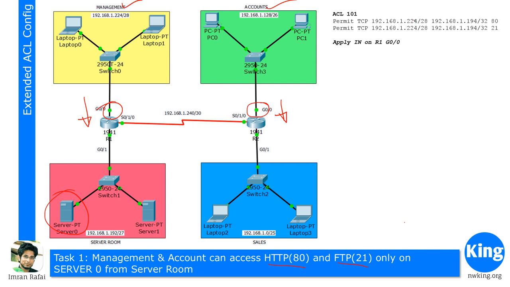192.168.1.224/28. Of course, we use the wildcard mask, but this is just pseudocode for us to discuss. Of course, when we put this in Packet Tracer, we will be converting this to a wildcard mask. So we say 192.168.1.224/28, which is the entire management network, going to 192.168.1.194. 194 is nothing but this server 0, right?